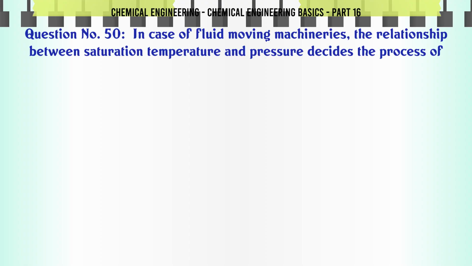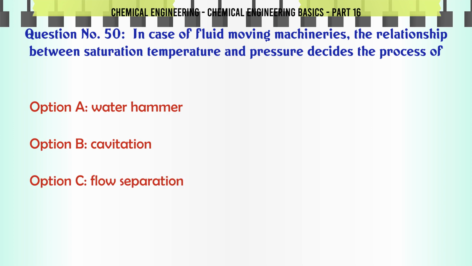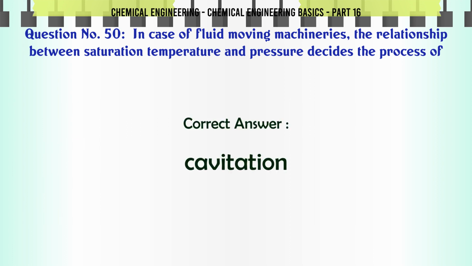In case of fluid moving machineries, the relationship between saturation temperature and pressure decides the process of A, water hammer, B, cavitation, C, flow separation, D, turbulent mixing. The correct answer is cavitation.